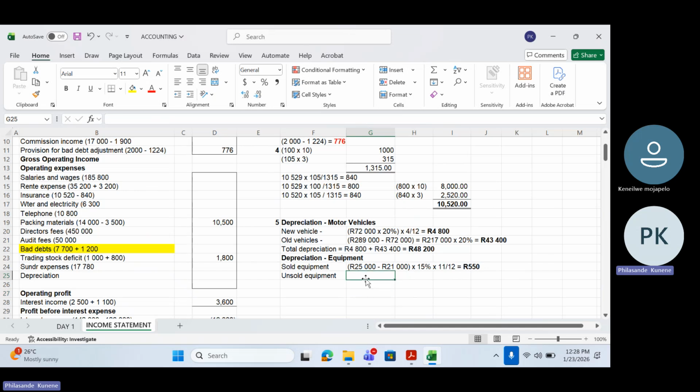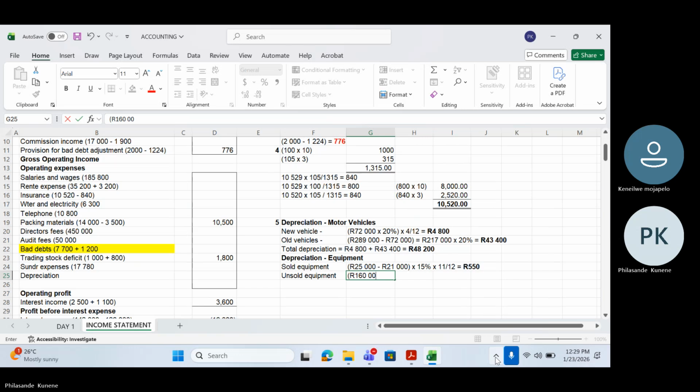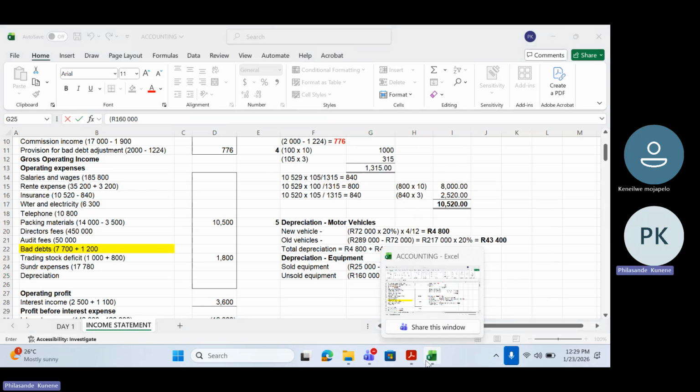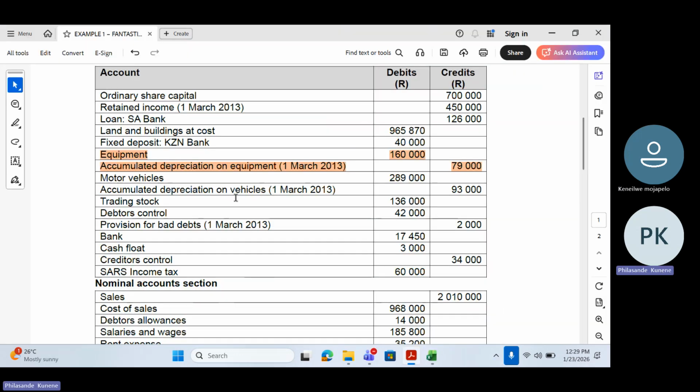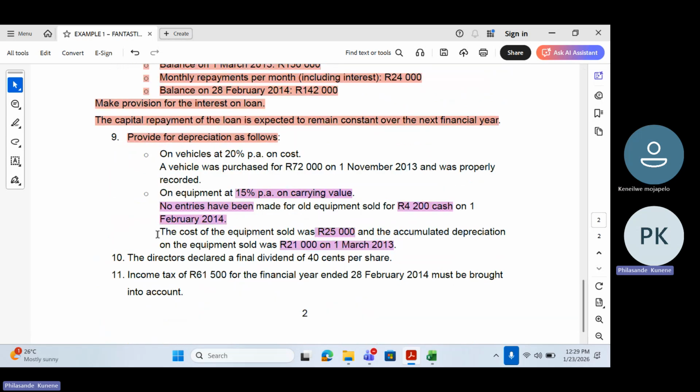I want us to deal with the cost first. How much was the cost on the trial balance? 160, right? Yes, the cost on the trial balance is 160,000. Let's confirm it. But we know very well that from this cost, there is the cost price of the equipment sold, and that was not recorded. By saying no entries have been made, it means this equipment was not removed from our books. So our starting point, we have to remove it.